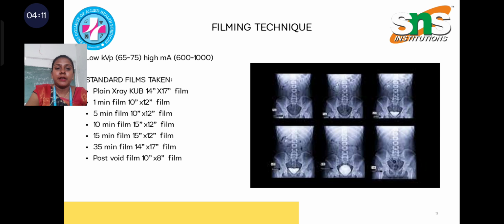What are the filming techniques? It should be used with low kV. kV should be within 65 to 75 and high mAs. mAs should be within 600 to 1000 mAs. How many films are taken? The standard films are taken in different views at different minutes. What are the standard films? We'll see in the following.